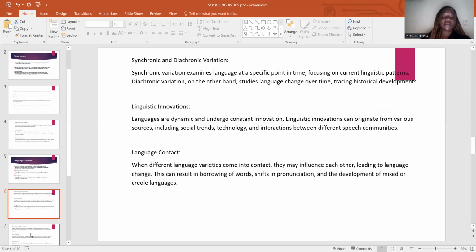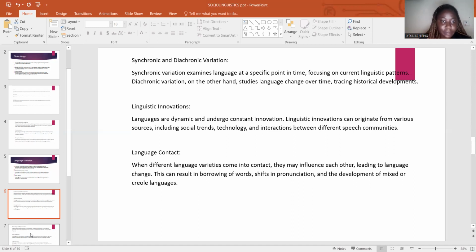Synchronic and diachronic variation. Synchronic variation examines language at a specific point in time, focusing on current linguistic patterns. Diachronic variation, on the other hand, studies language change over time, tracing historical developments.